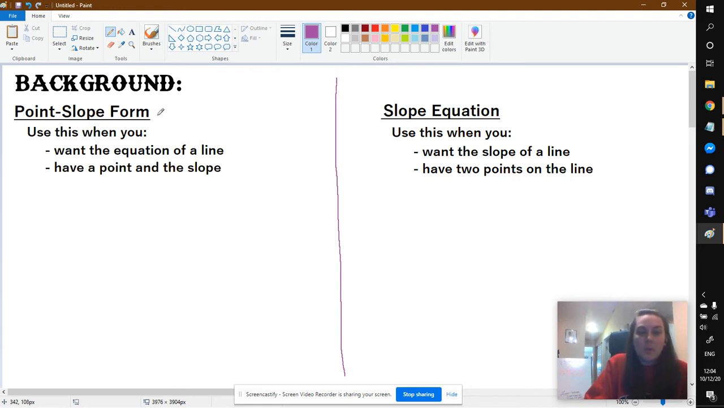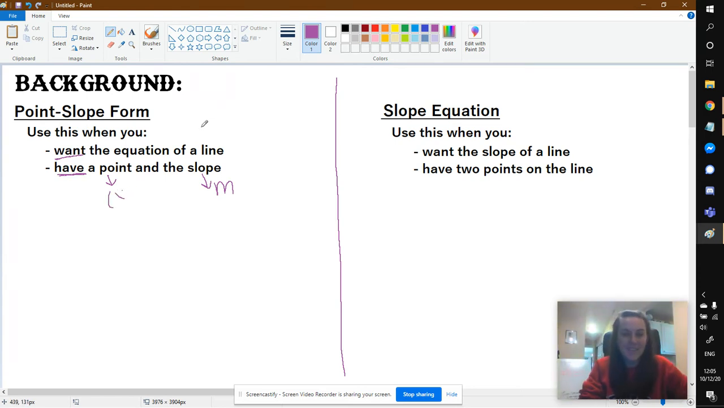So for point slope form, we're going to use this when you have a point and a slope of a line, and we want the equation, right? And the big thing here is the point is not our starting point. It's a random point, right? So when we have a random point on the line, and when we have the slope, and when we want the equation, we're going to use point slope. Okay, let's name our stuff. We're going to call our slope m.